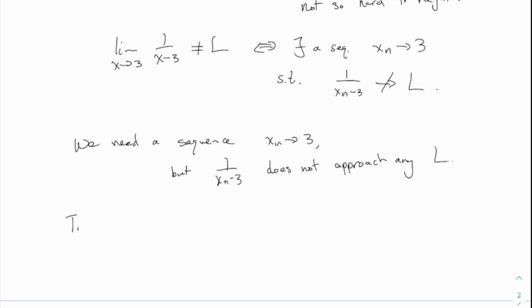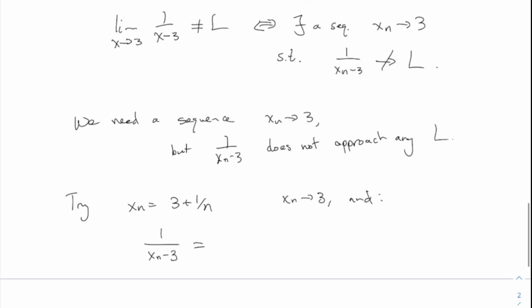So let's try xn equals, did you say plus? Yeah. 3 plus 1 over n. All right? This does approach 3. And what about 1 over xn minus 3? Well, I can just plug in my formula for xn. It was 3 plus 1 over n. Am I blocking the view? No? All right.